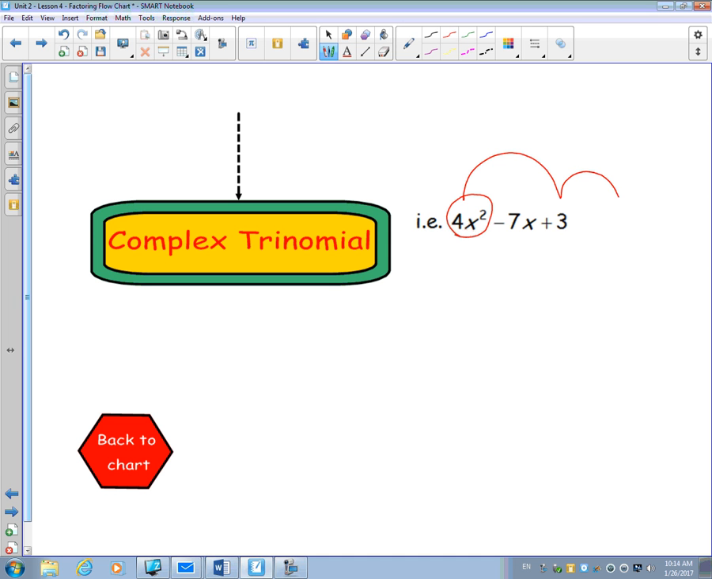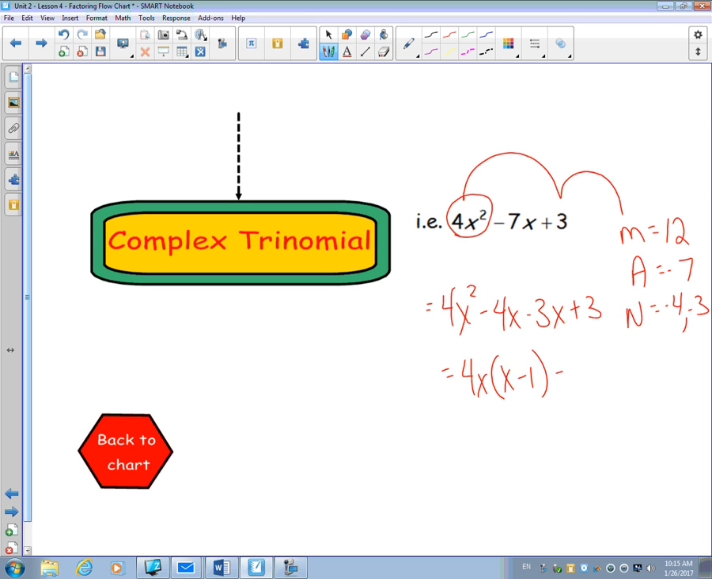Reminder, we multiply first and last. We get 12. We need to add to negative 7. Our numbers that do that are negative 4 and negative 3. And this is the procedure one, right? We replace the middle term with our two new terms. We split it in half, and we common factor each half. You know you're on the right track if your brackets match, which they do. And you have your complex trinomial.